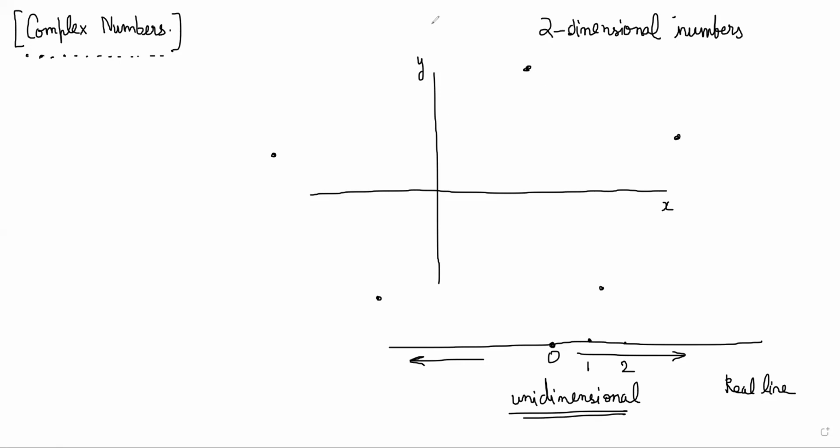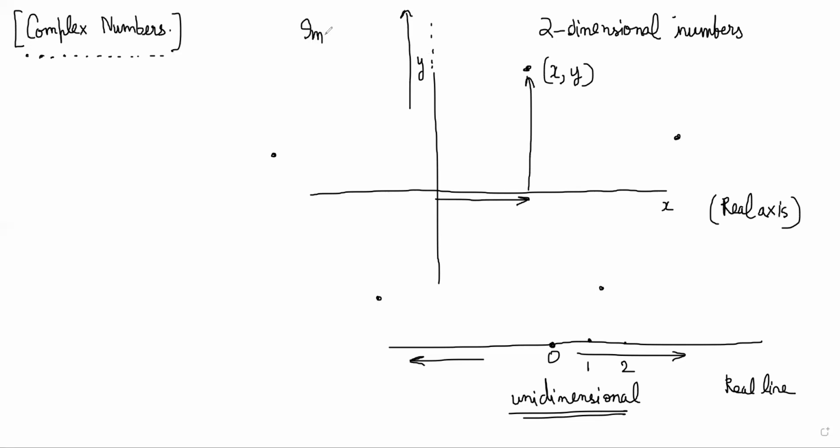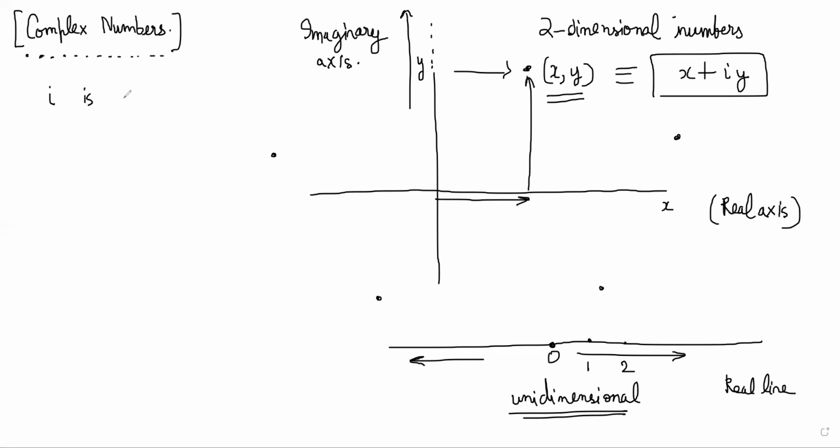So obviously, just like in coordinate geometry, you can represent any point in the plane by an ordered pair x comma y. So x is going to be this distance and y is going to be this distance, right? So here also what we will say is this is the real axis and this is the imaginary axis, and we will say that any point x comma y on the plane represents the number x plus iy, where i is a symbol. i is just a symbol which stands for root of -1, or basically i squared is supposed to be -1.